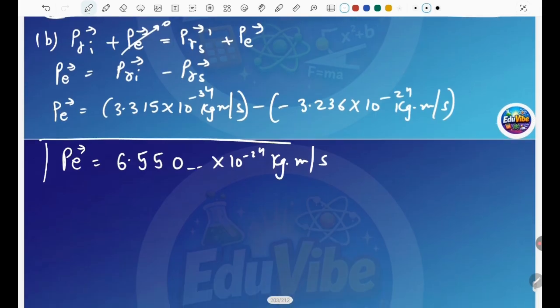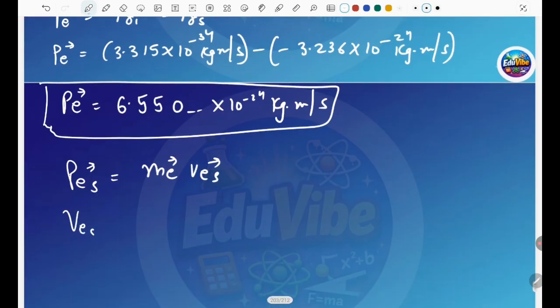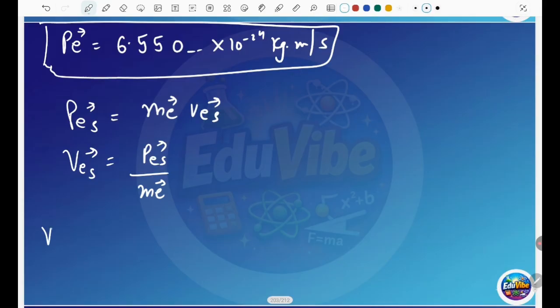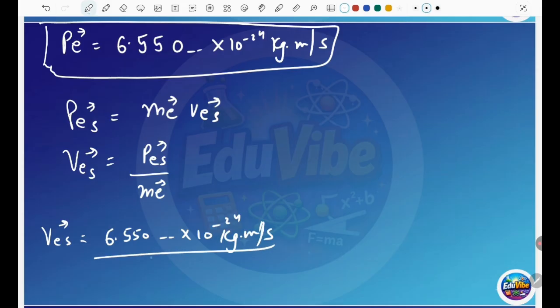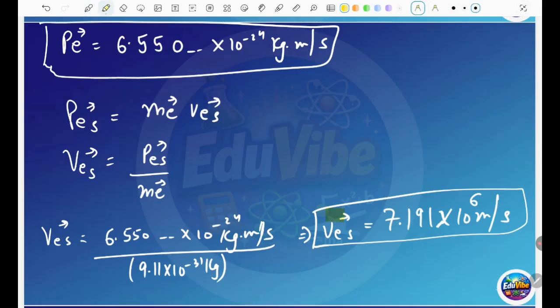We get this, and we have to find the velocity. Now we use the momentum formula, where Pe is given and we have to find the velocity. So Pe equals me times v, where me is the mass of the electron. So v is equal to Pe upon me. This is 6.550 into 10 raised to power minus 24 kg meter per second, divided by the electron's mass, which is given in the formula sheet. When you solve this, you get about 7.191 into 10 raised to power 6 meters per second. And this is your velocity for the scattered electron.